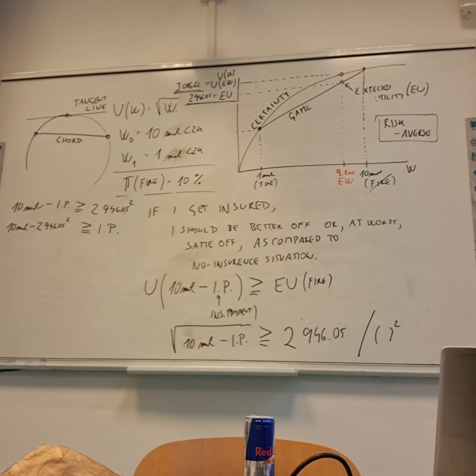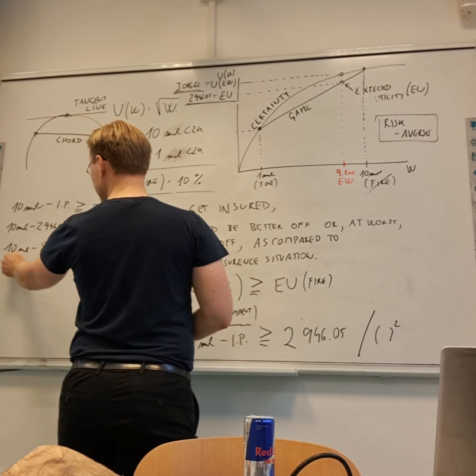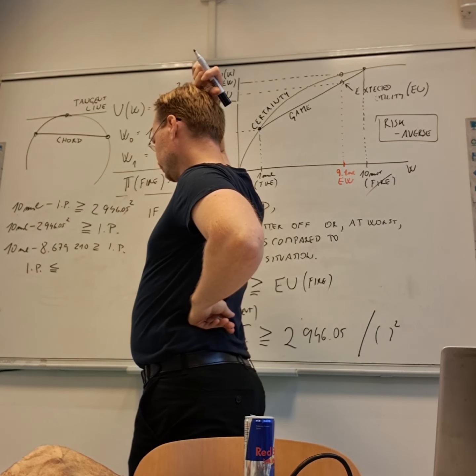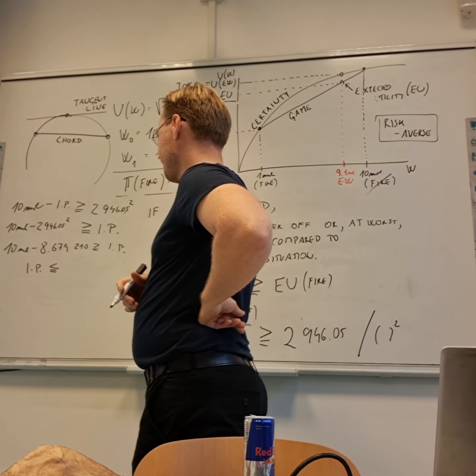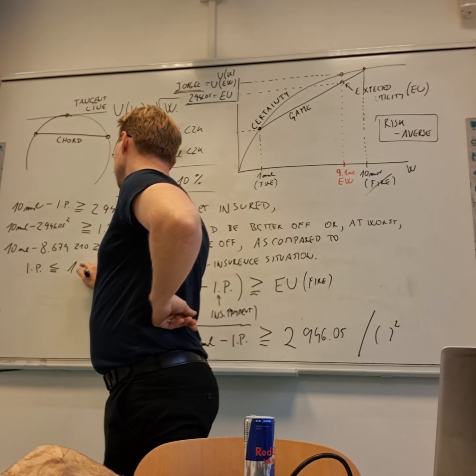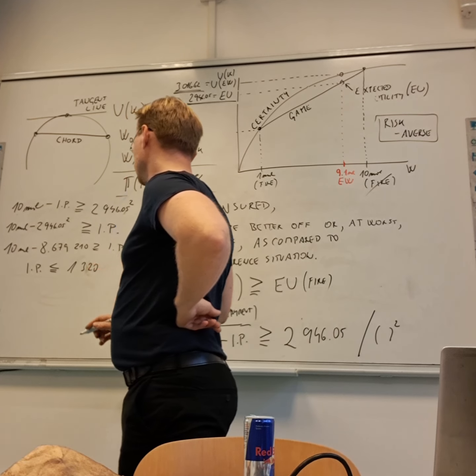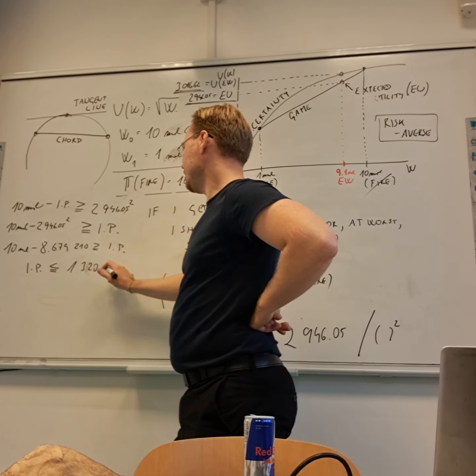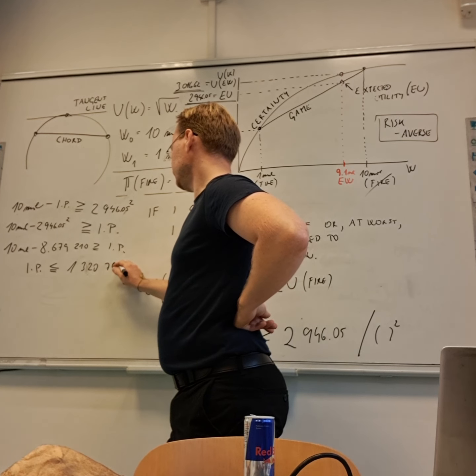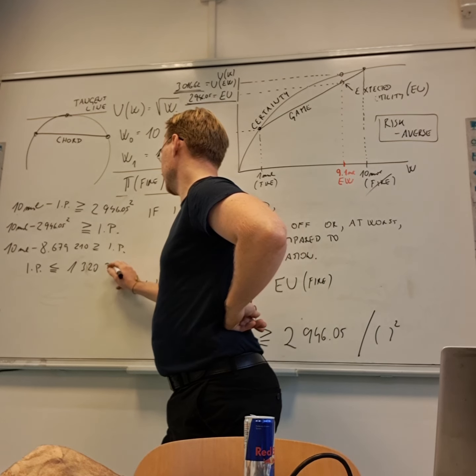Okay. Please, how much is 2,946.05 squared? 8 million 679,210. Okay, 8 million 679,210. Which means that the insurance payment must not be higher than, please, calculate this. How much is it? 1,320,789.398. Okay, let's round it up to the crowns.